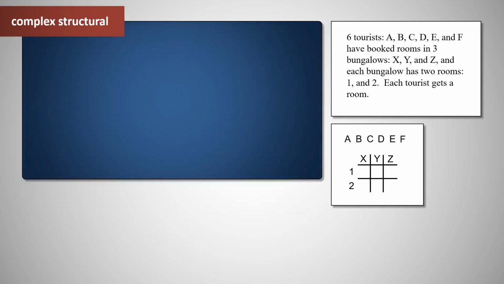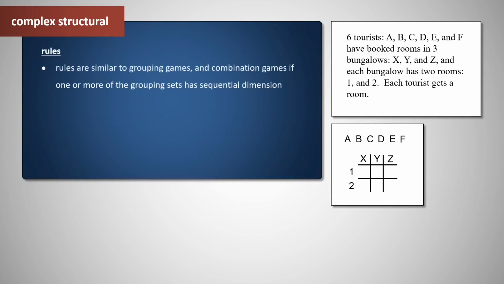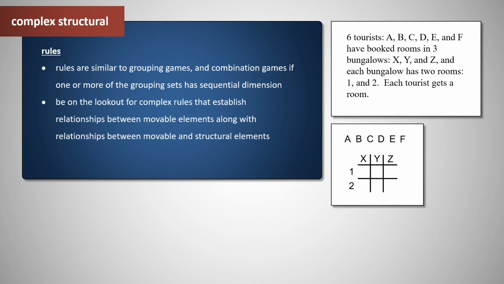Okay, with respect to the rules, they are similar to the grouping games and combination games if one or more of the grouping sets has sequential dimensions. So either grouping or combination, obviously combination if there's a sequential element to this. And you want to be on the lookout for complex rules that establish relationships between movable elements along with relationships between movable and structural elements. So you will see these more complex rules just because these games tend to be a little bit more complex with more information.